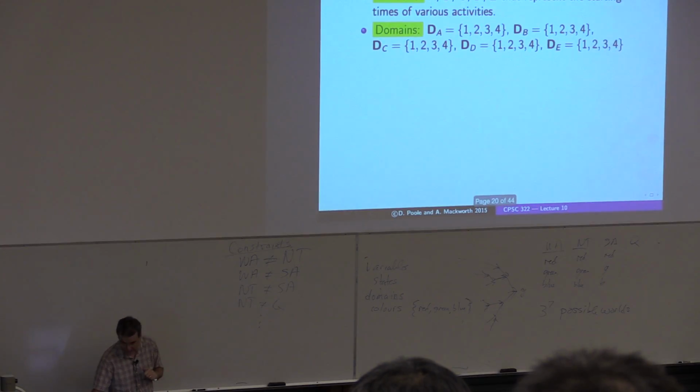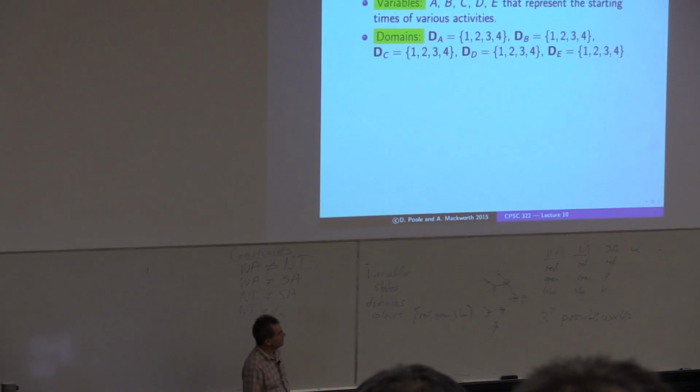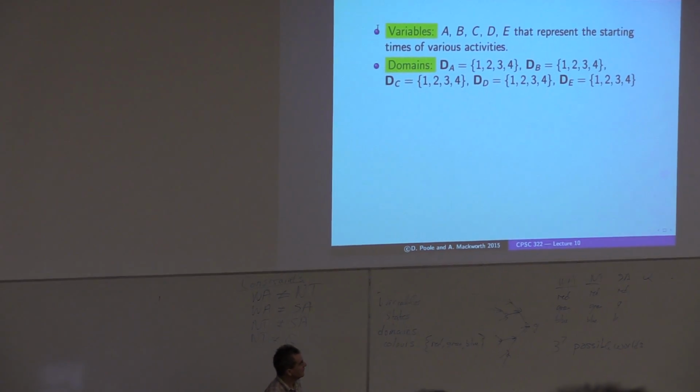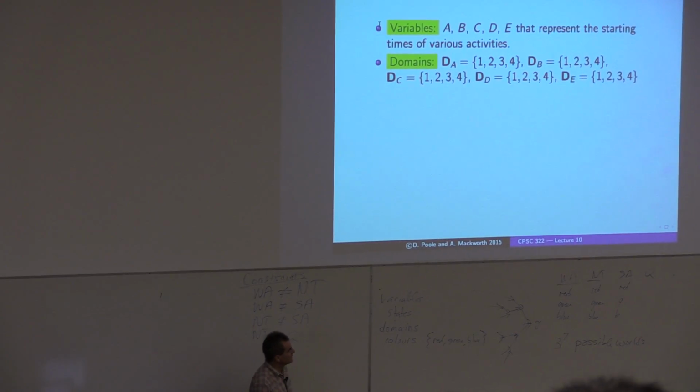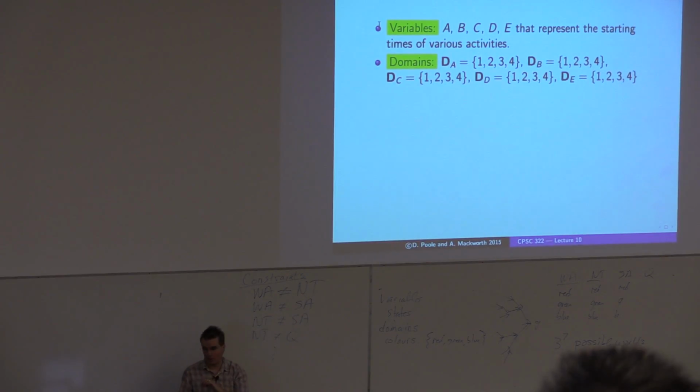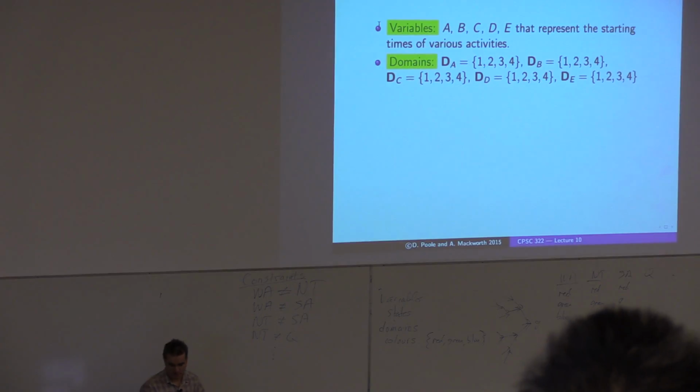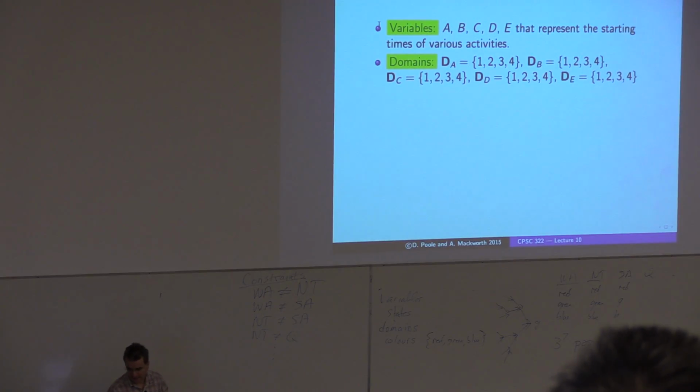So let's look at a few more examples. This is the example that we're going to do. There are 5 variables, A, B, C, D, and E, that represent the starting times of various activities. The domain of each of them is that they can start at 1, 2, 3, or 4. This is a sort of abstract example we might have.